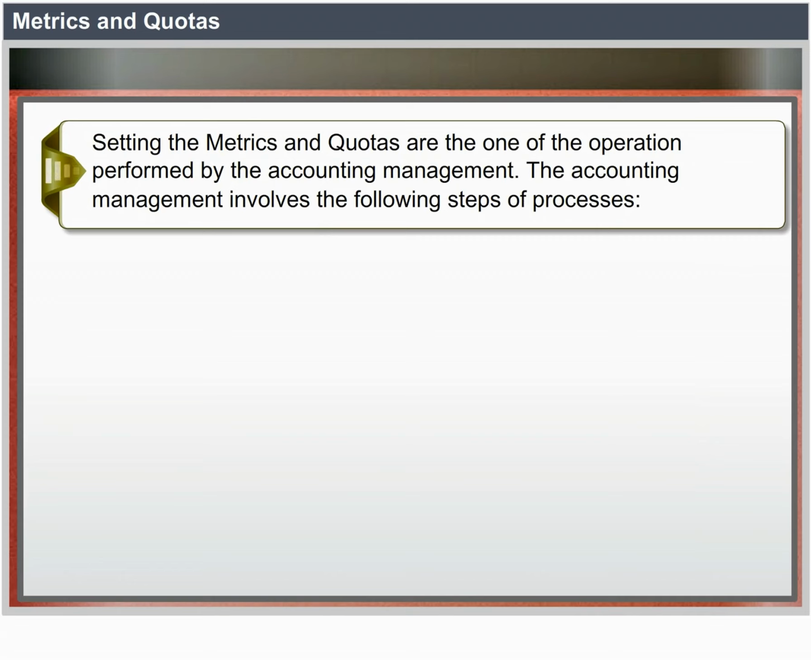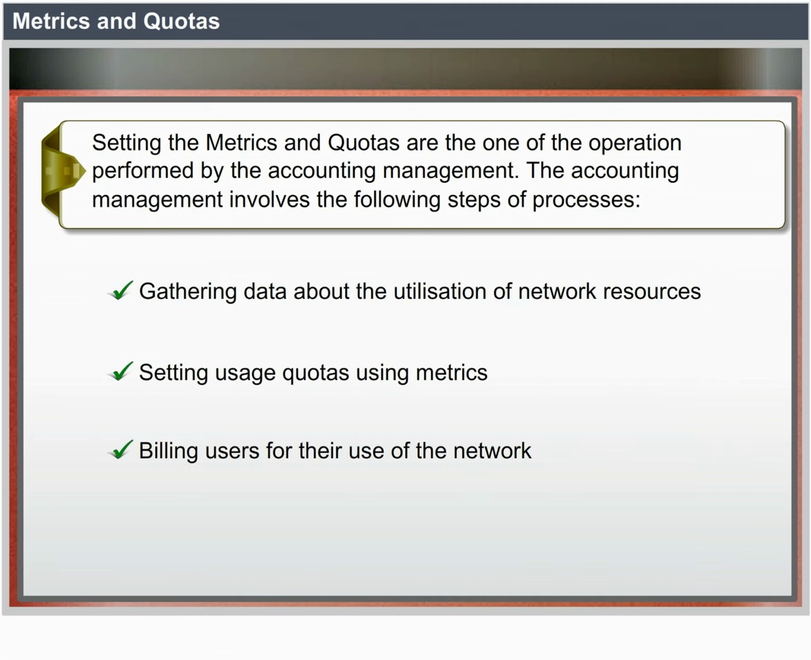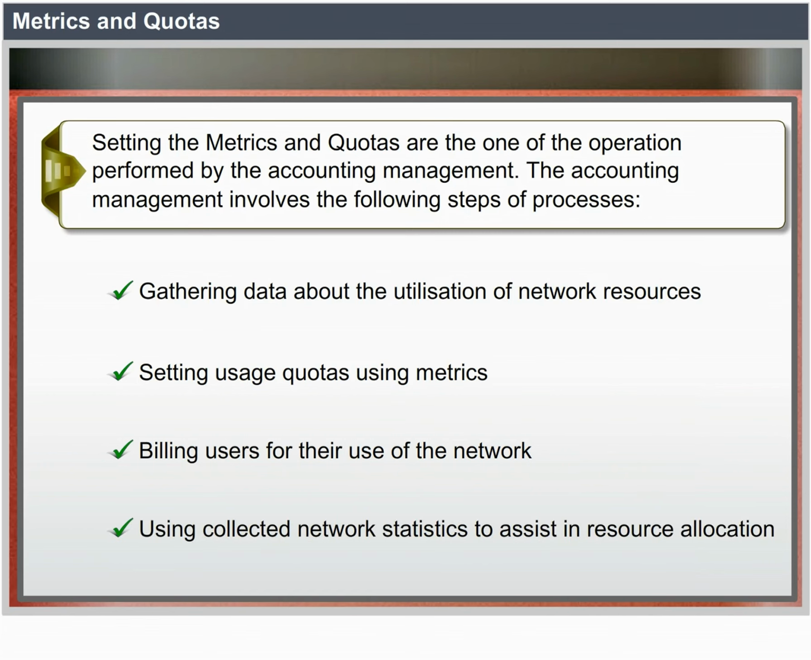The accounting management involves the following steps of processes: gathering data about the utilization of network resources, setting usage quotas using metrics, billing users for their use of the network, and using collected network statistics to assist in resource allocation.